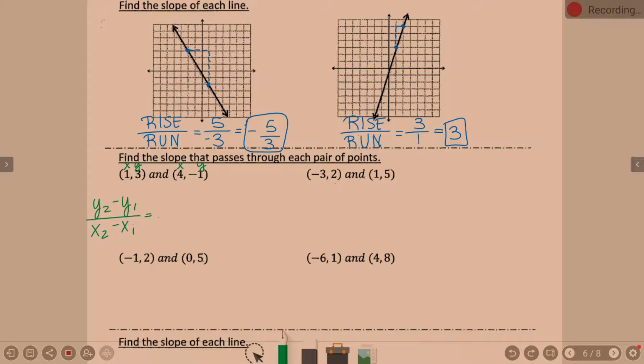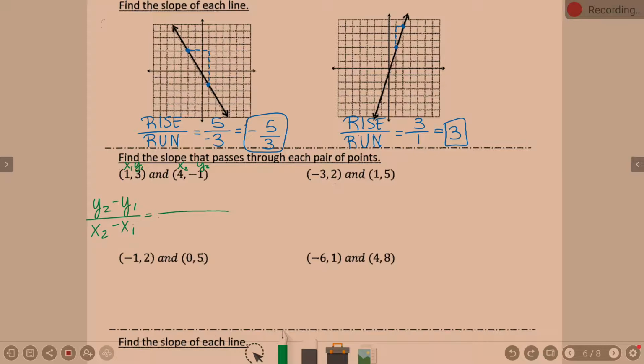So we're going to be doing y2 minus y1 over x2 minus x1. Now, what do I mean by y2 and y1? The first one's side is 1, the second one's is 2. And technically, they can each be whichever you pick, as long as you're consistent.